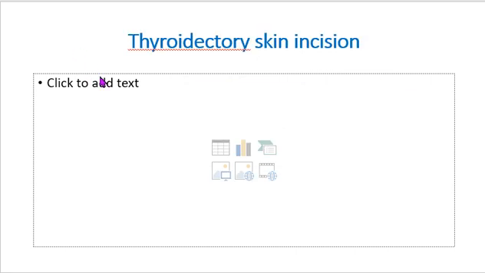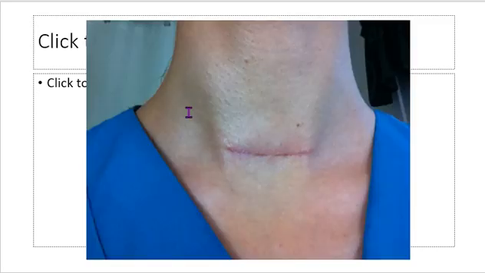Now, thyroidectomy skin incision. Thyroidectomy is carried out through a transverse collar incision two finger breadths above the suprasternal notch. This is the suprasternal notch. So, a horizontal incision two fingers above the suprasternal notch. This lies in the line of natural skin folds of the neck.